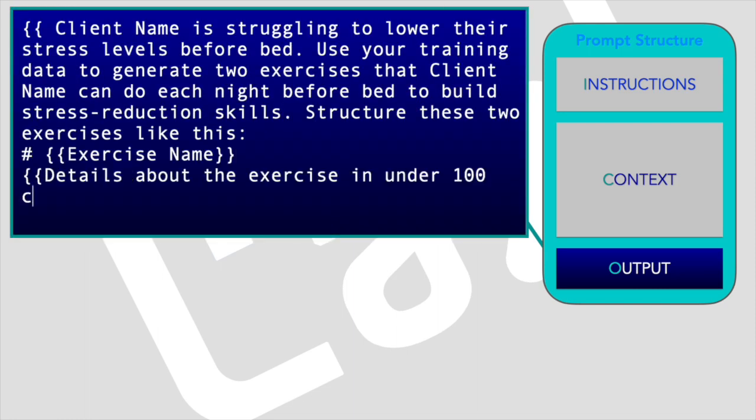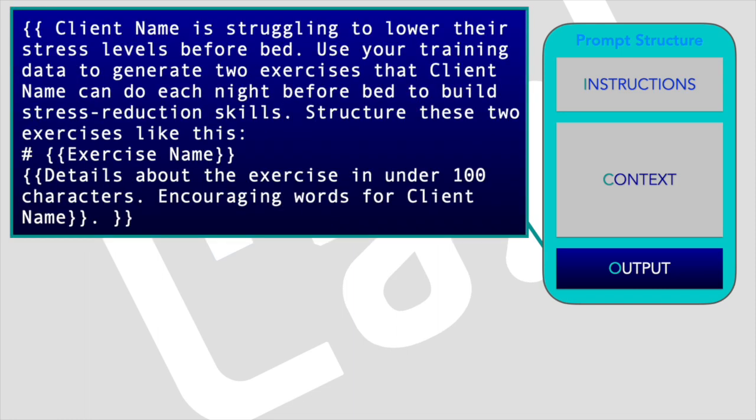Client name is struggling to lower their stress levels before bed. Use your training data to generate 2 exercises that {{client name}} can do each night before bed to build stress reduction skills. Structure these 2 exercises like this: hashtag {{exercise name}}, {{details about the exercise in under 100 characters}}, {{encouraging words for client name}}. In this part of the prompt, we're using definitions, markdown, and handlebars within handlebars to customize the format and style of our output.